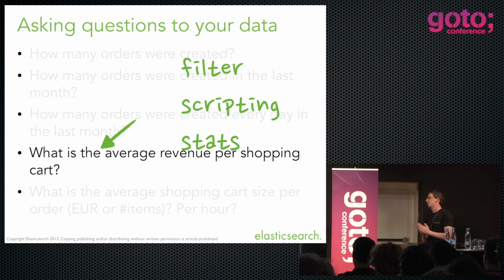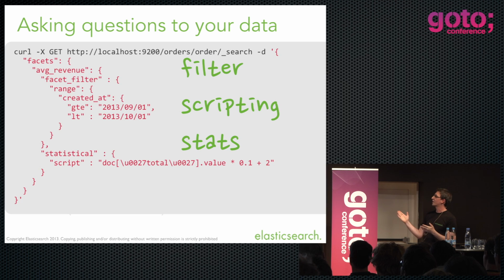So what is the average revenue per shopping cart? This is a thing which is slowly getting interesting for your controlling department. And what you can actually do is you can create a so-called statistical facet, which actually takes all the numbers inside of a field, adds them up, creates some statistical values like min, max, average, standard deviation, and so forth.